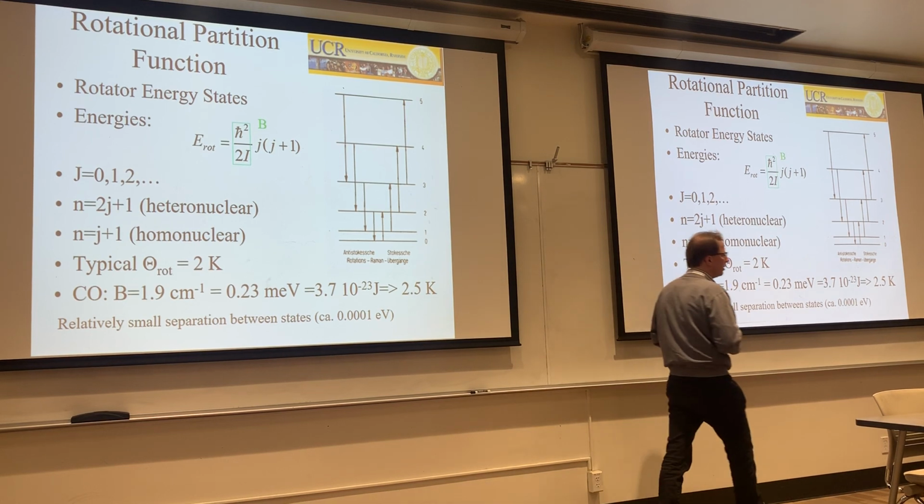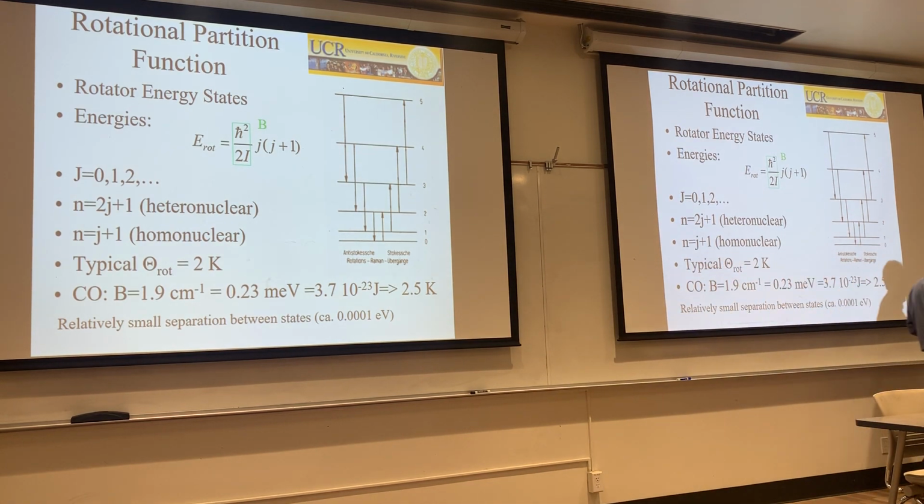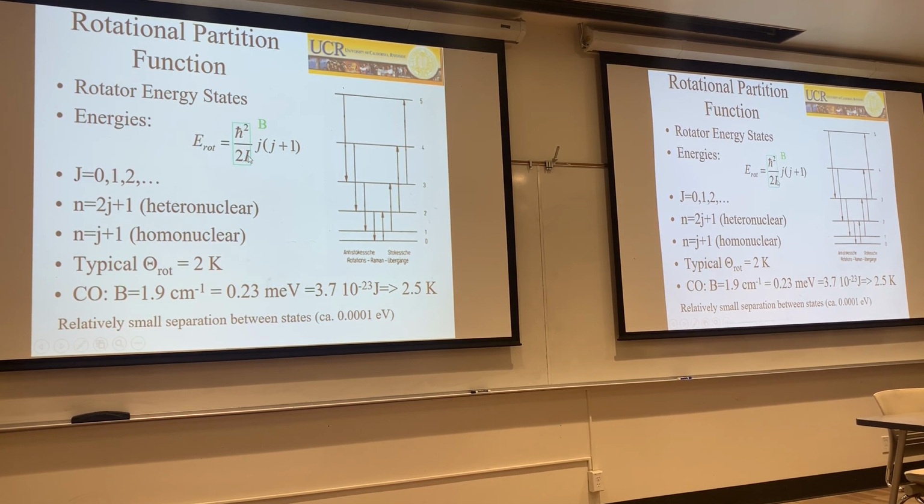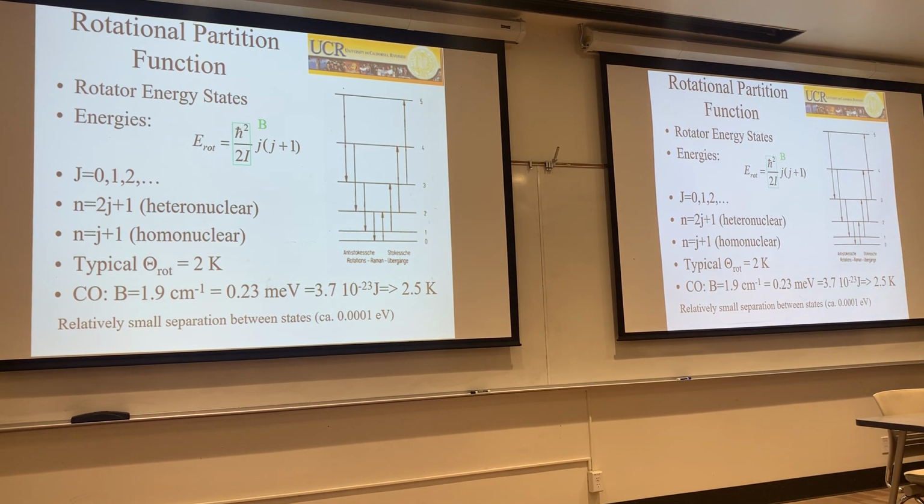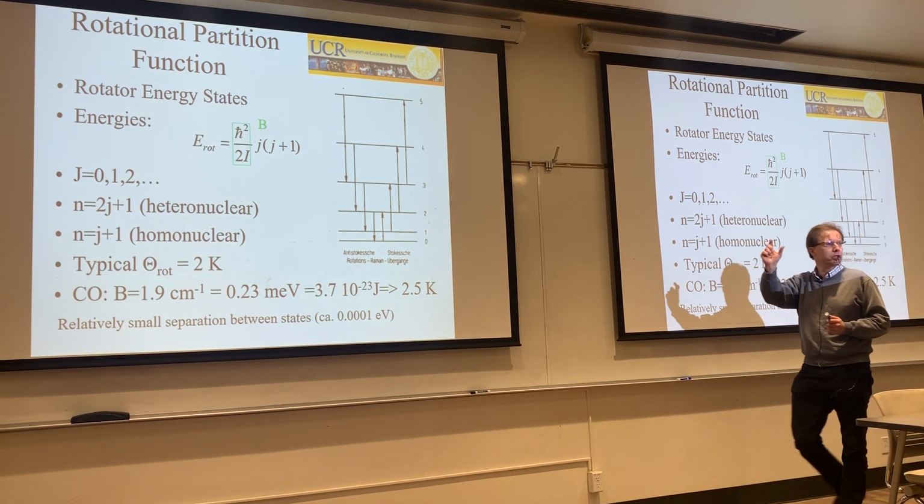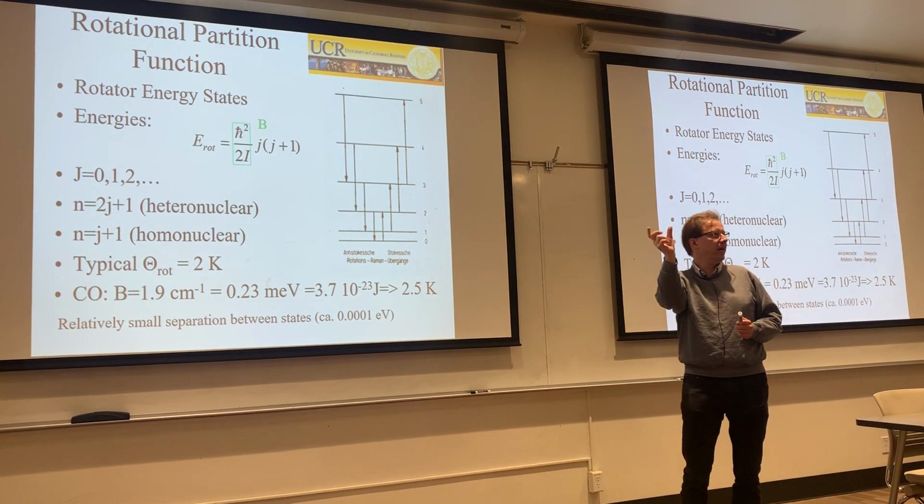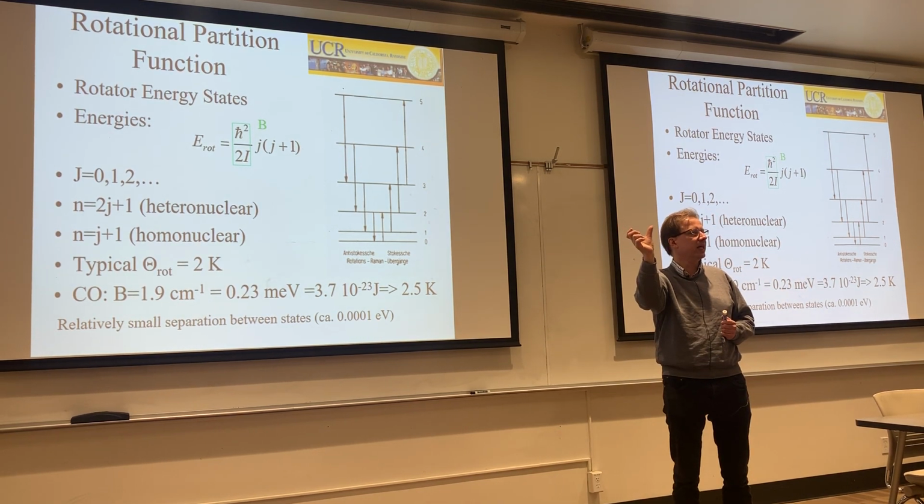And the energy of a state is then derived as J times (J plus 1). Those are the rotational energy states, multiplied by this term over here, h bar squared over 2 times the moment of inertia of the molecule, with the moment of inertia having to do with what is the radius and how much mass is hanging at the end of the radius.